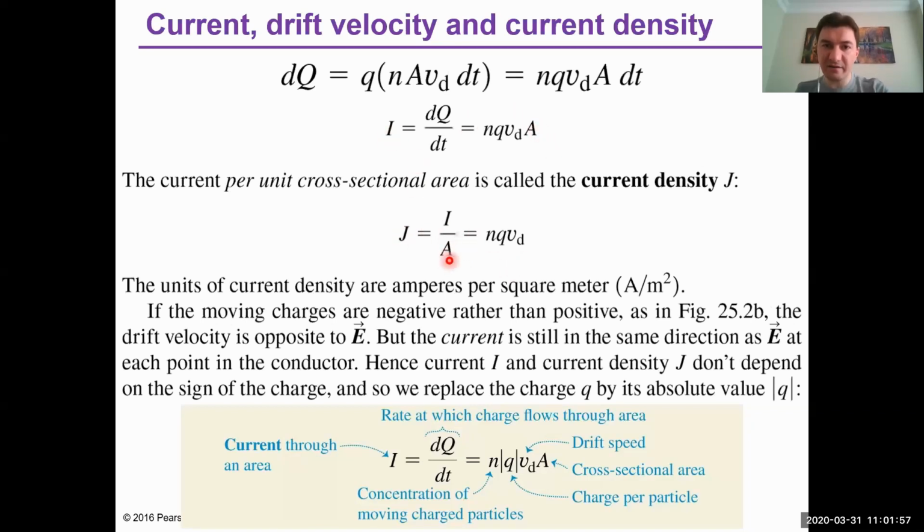Then the current density J will be shown with that expression nqv_d: the number of charged particles in unit volume, the charge of the particles, and the drift velocity of the particles. So what is the unit of that current density? This is ampere, this is meter squared, ampere per meter squared.